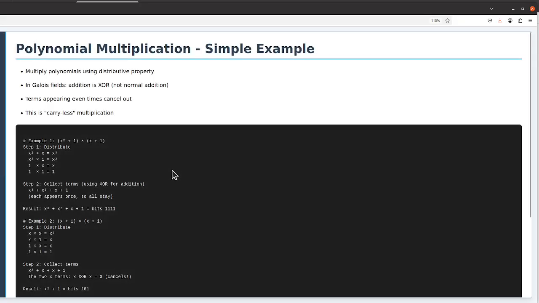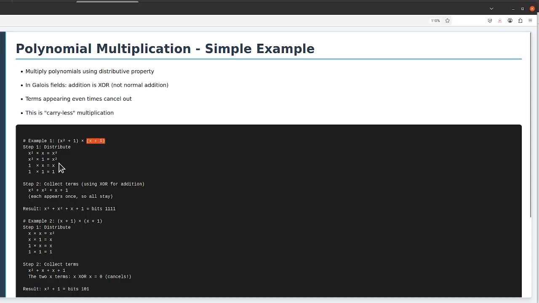Polynomial multiplication in Galois fields. Now let's see how we multiply polynomials in the Galois field used by GHASH. This is different from normal polynomial multiplication, but I'll show you the differences step by step with a simple example. Let's multiply two small binary polynomials. x squared plus 1 times x plus 1.